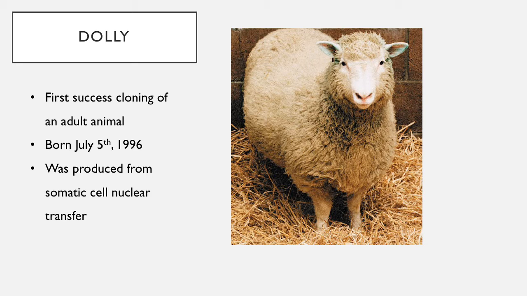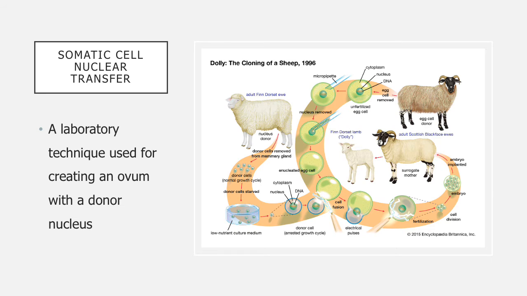On July 5, 1996, Dolly was the first successful cloning of an adult animal using somatic cell nuclear transfer. Somatic cell nuclear transfer is a laboratory technique used for creating an ovum with a donor nucleus. To go into detail about somatic cell transfer, I will be using this diagram that explains how Dolly was cloned.